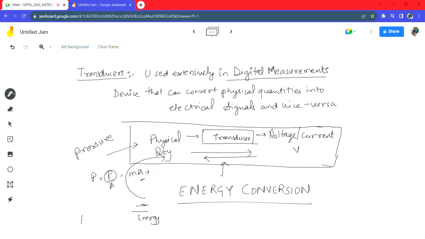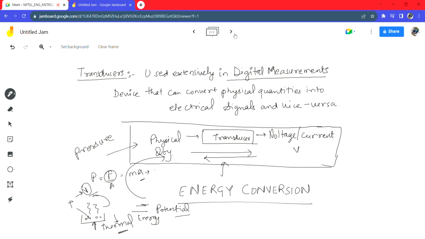Similarly, if we say that there is a container in which water is boiling, and I want to measure this temperature, I can measure it in terms of voltage. And again, what I am doing is converting this thermal energy into electrical voltages. So we are doing nothing but energy conversion.